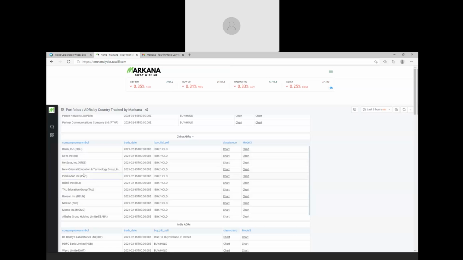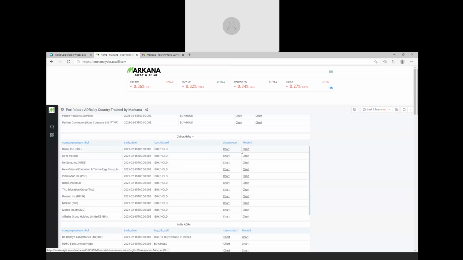Having said that, if you look at this China ADR, these are the stocks that we track in the China ADRs. As of yesterday, every single one of them is a buy. And this means something, and I'll show you the sector-based reports for various sectors, and you will get more details as to why it says so. Now, for a given stock, we have these various models called classic recommendation and a model 3 recommendation on those stocks.